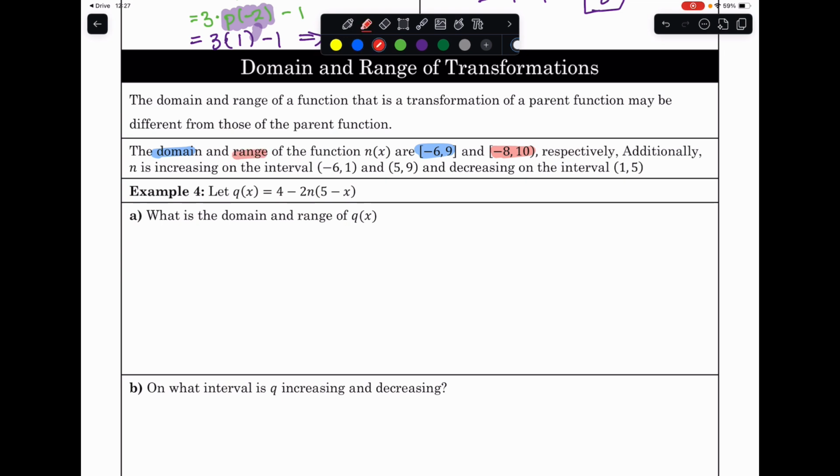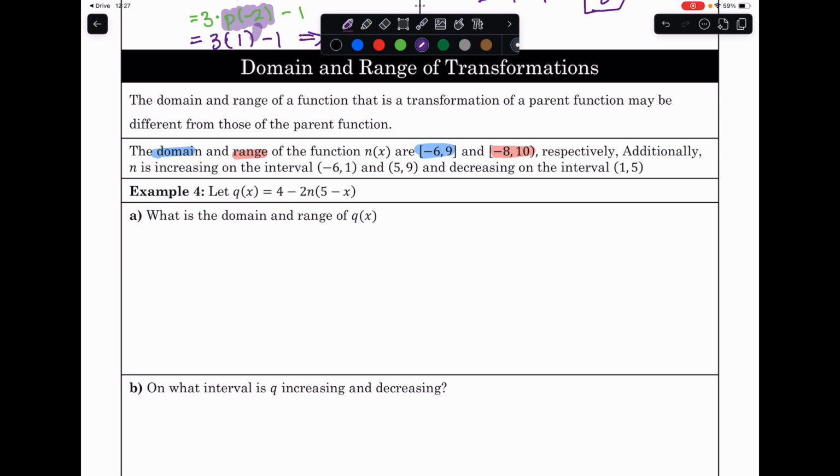Now additionally, n is increasing on the intervals and decreasing on the interval 1, 5. So it's going up from -6 to 1 and 5 to 9, and the graph is going down from 1 to 5. So let's see what the domain of q is going to be by transforming this function.